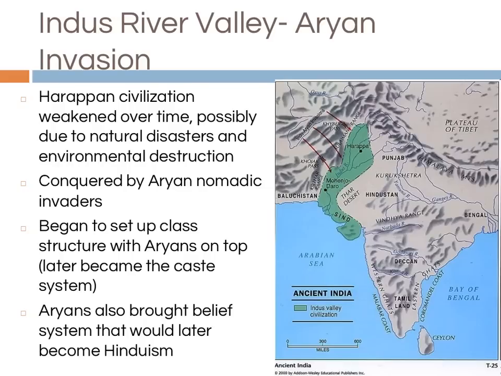So over time, the Harappan civilization weakened, and historians don't really know why. It could be natural disaster, or they depleted their soil. We're not really sure. But one thing that definitely happened is that over time they were invaded by a group called the Aryans. The Aryans were nomadic people who lived northwest of India who came into this region and invaded.